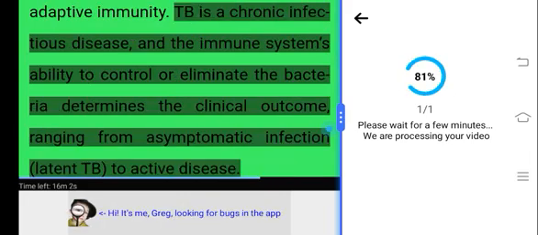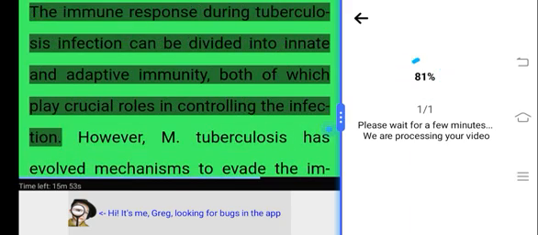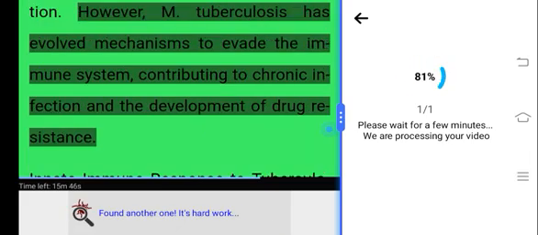TB is a chronic infectious disease, and the immune system's ability to control or eliminate the bacteria determines the clinical outcome, ranging from asymptomatic infection, latent TB, to active disease. The immune response during tuberculosis infection can be divided into innate and adaptive immunity, both of which play crucial roles in controlling the infection. However, M. tuberculosis has evolved mechanisms to evade the immune system, contributing to chronic infection and the development of drug resistance.